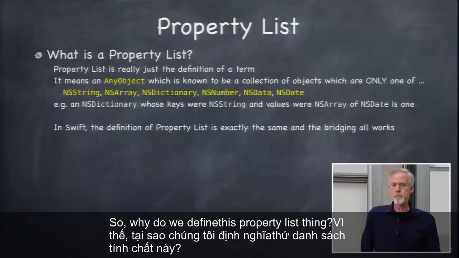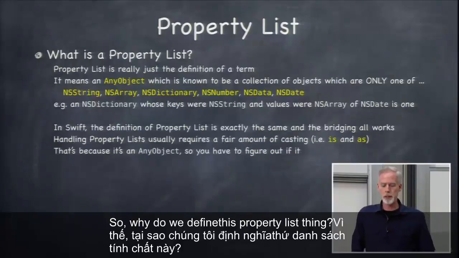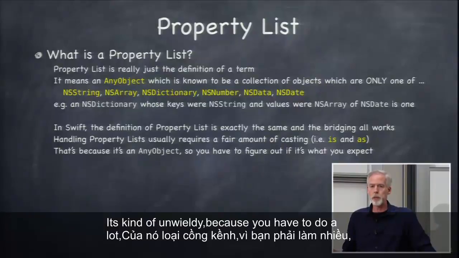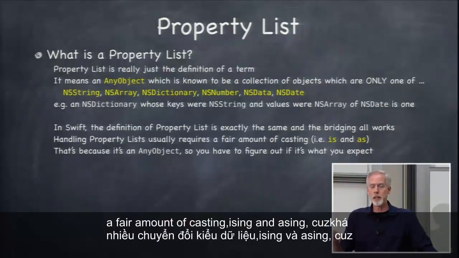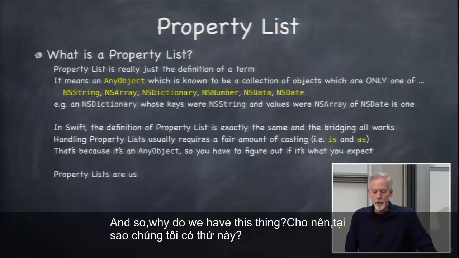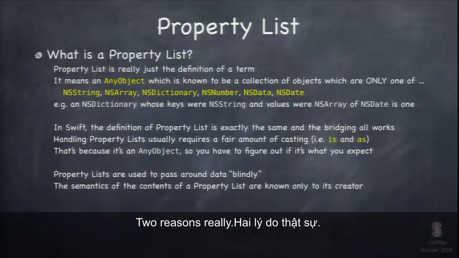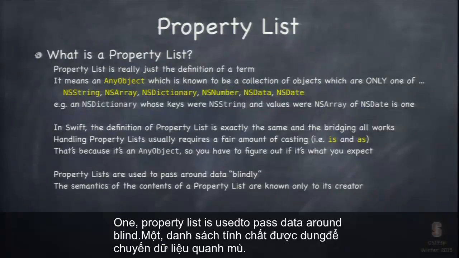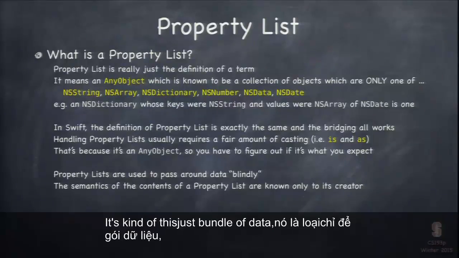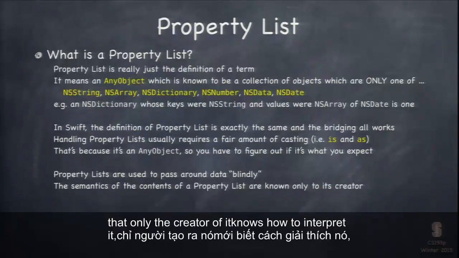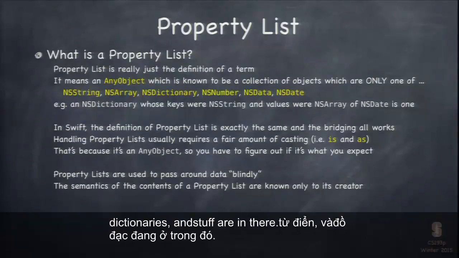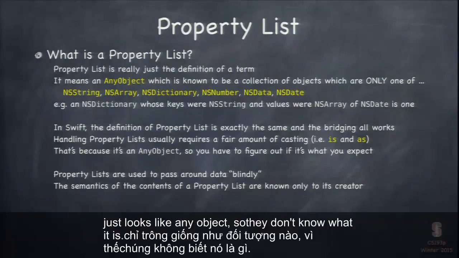So why do we define this property list thing? It's an AnyObject, so it's kind of unwieldy because you have to do a fair amount of casting, ising, and asing, because to use an AnyObject we have to cast it. So why do we have this thing? Two reasons, really. One, property list is used to pass data around blind. It's like a cookie in the browser or something. It's just a bundle of data that only the creator knows how to interpret, because only they know what strings, arrays, dictionaries, and stuff are in there. But to everyone else, it just looks like AnyObject, so they don't know what it is.